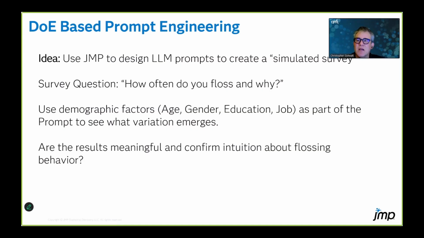Thanks, Ron. So the idea is to create a simulated survey, a set of prompts for an LLM where we ask it to give a first-person answer to the question, how often do you floss and why? We will also give it some background demographic information about who the speaker is. Now, this demographic information that we give the LLM consists of factor settings from a JMP DOE where we have factors for age, gender, education, and job category. The LLM will create text responses to these prompts in a format like an open response survey.